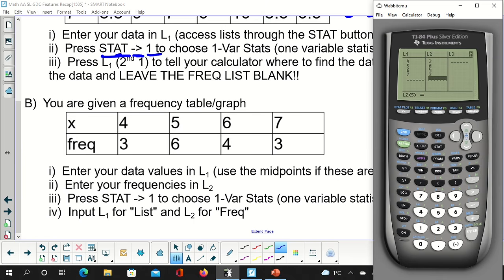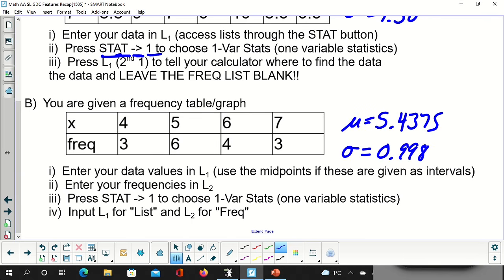So second mode, and then I go Stat, I go over, and once again, I'll choose one variable statistics. This time, though, there is a frequency list, so I've got to tell it where to look. It looks for my x values in list 1. It looks for my frequencies in L2, which is just second 2. And now we can calculate. And it'll tell us about the mean, it'll tell us about standard deviation, and so on.